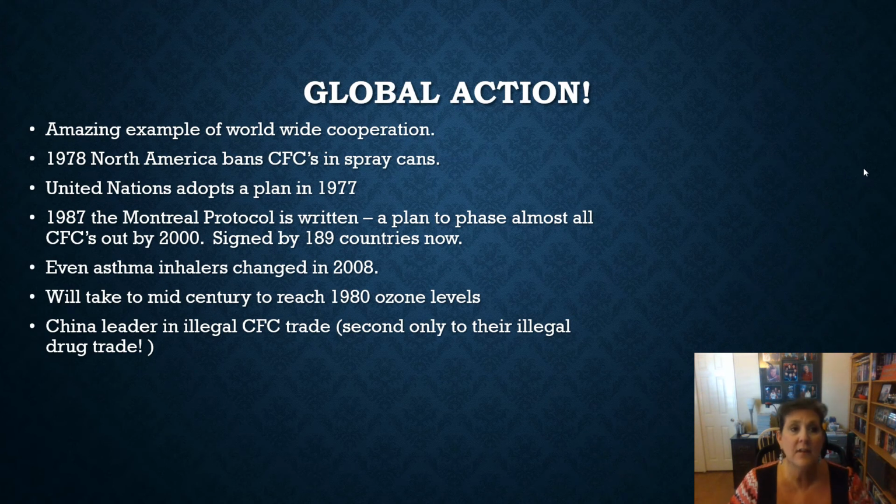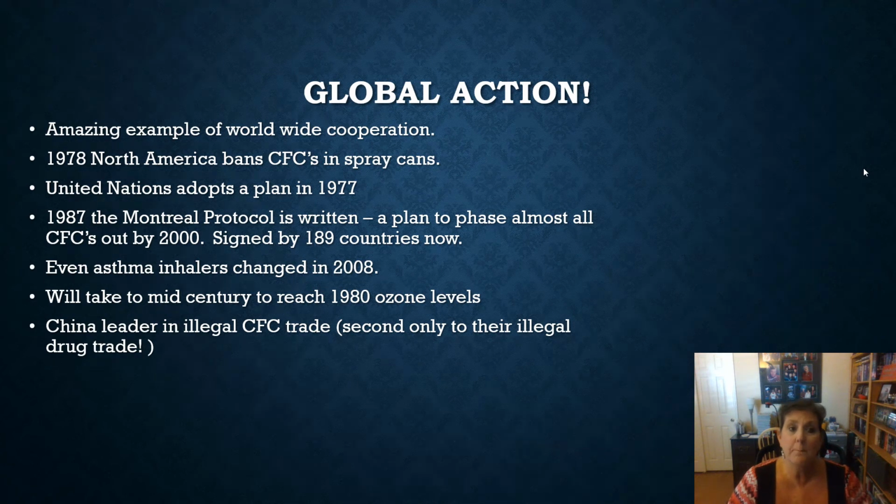In 1978, North America banned CFCs in spray cans, like spray paint. The United Nations adopted a plan in 1977. In 1987, the Montreal Protocol was written. It's a plan to phase out all the CFCs by 2000. It's signed by 189 countries now. Even asthma inhalers had CFCs in them, and they changed in 2008. Little bitty asthma inhalers had to change.